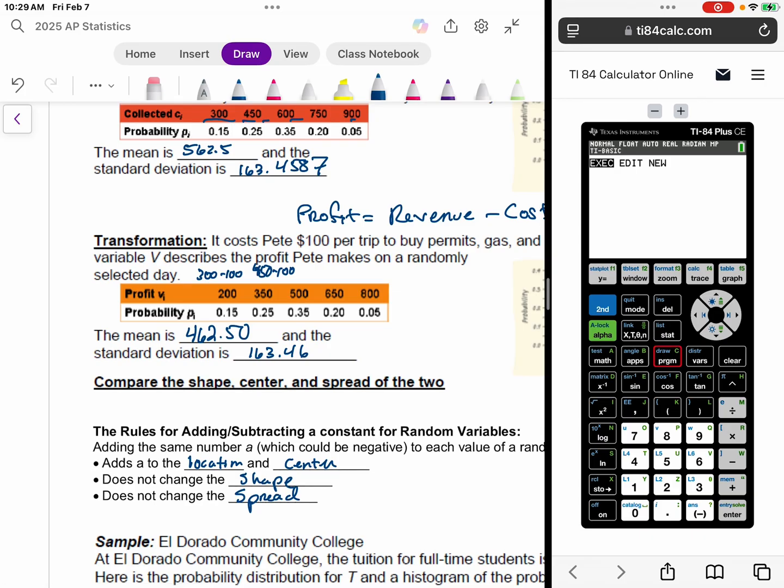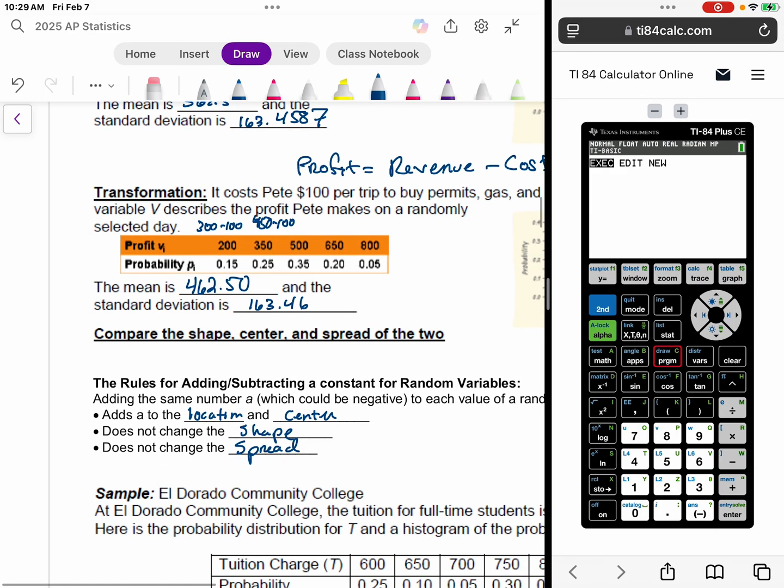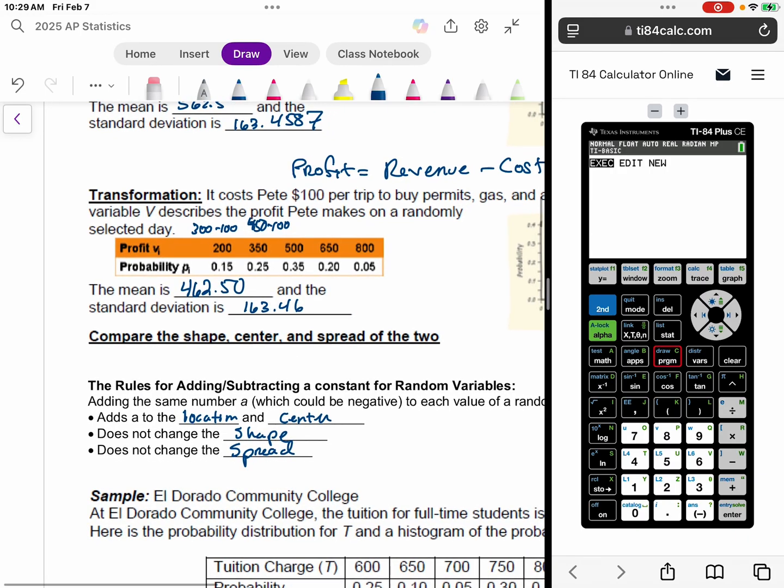Now, for the profit, we subtracted 100 from each of the revenue values. Did our overall mean decrease by 100? Yeah, sure did. What about our standard deviation? Did it change? No, it didn't. This one's rounded to the nearest penny, and the one up above is still rounded to the nearest penny. So standard deviation did not change. Since we were subtracting $100 from each of the revenue trips, subtraction affects the mean, but subtraction doesn't affect the standard deviation.